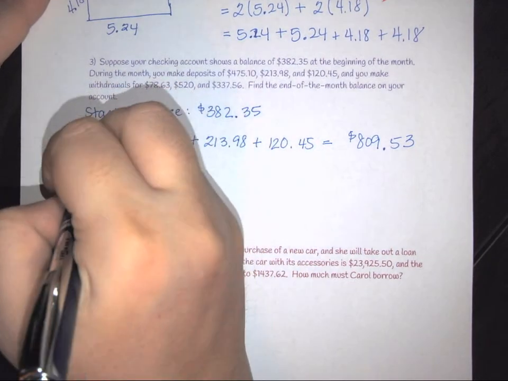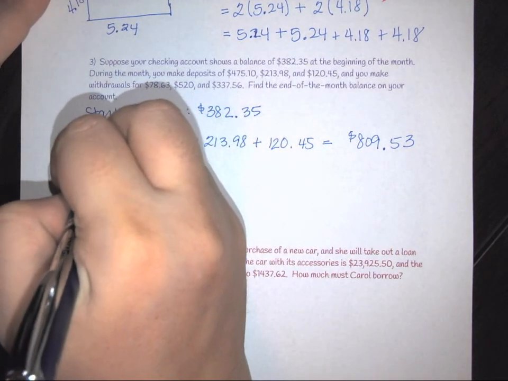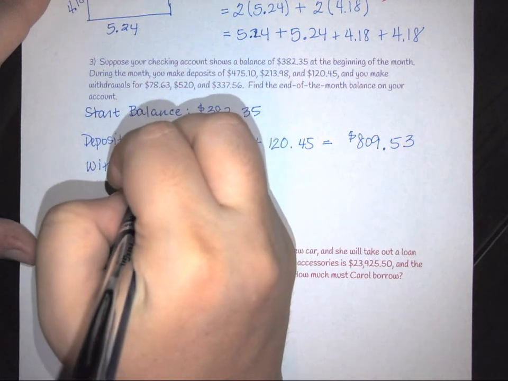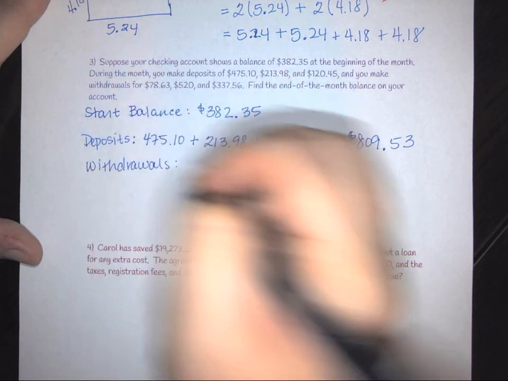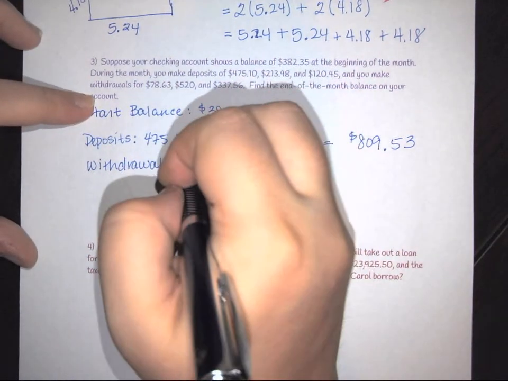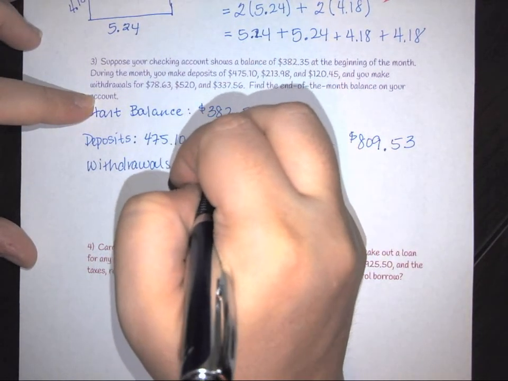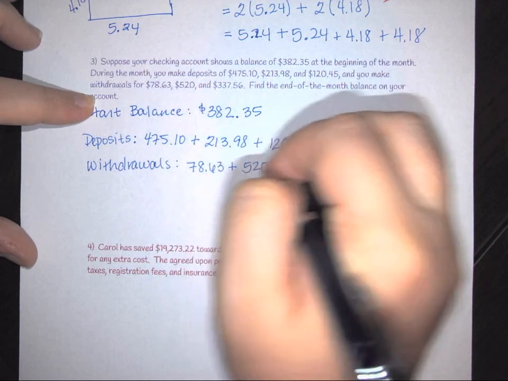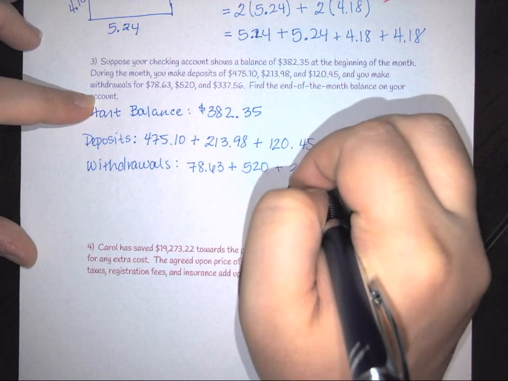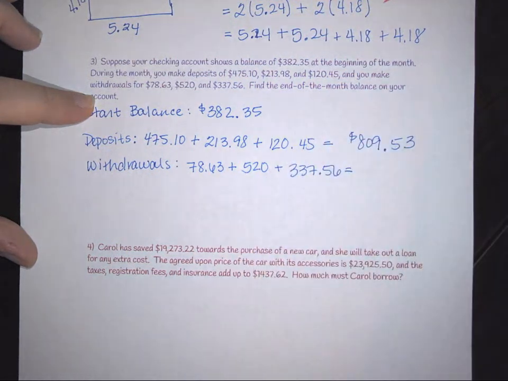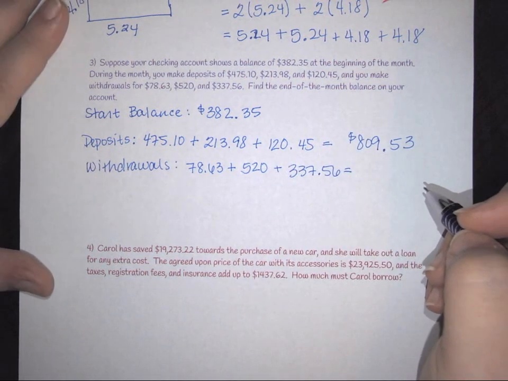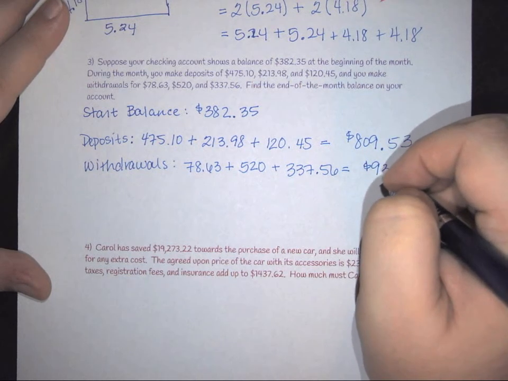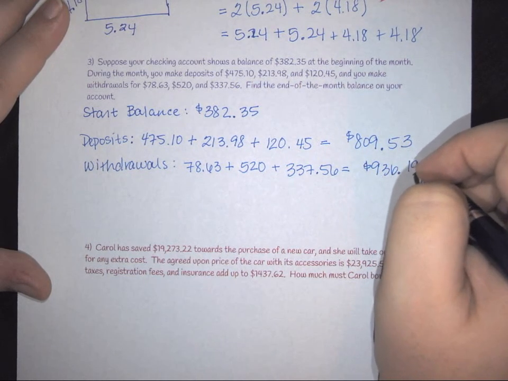Now we also need to know our withdrawals. So our withdrawals were $78.63 plus $520 plus $337.56. Again, you would add all of these up using your calculator and you would come out with your total withdrawals being $936.19.